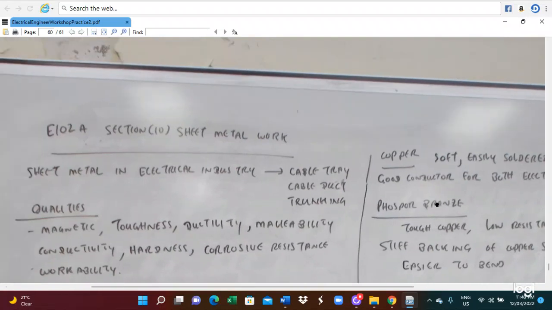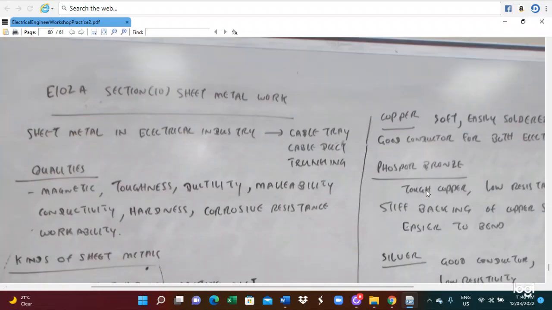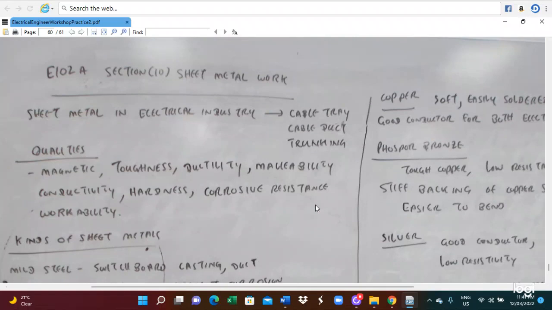So this aspect is what we are talking about: the workplace environment and workplace protection. In the meantime, we have to talk about sheet metal. I will explain to you about sheet metal. Sheet metal is used in the electrical industry. We are using sheet metal, forming a cable tray. We are using a cable duct, a trunking system. This is sheet metal.